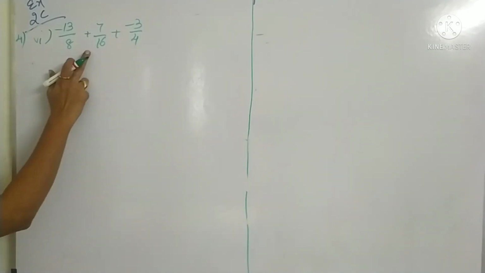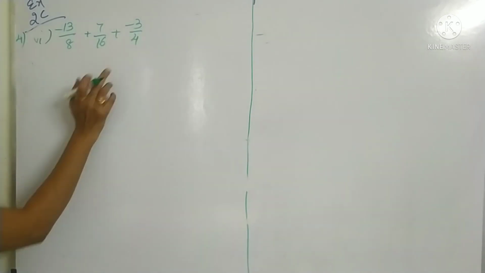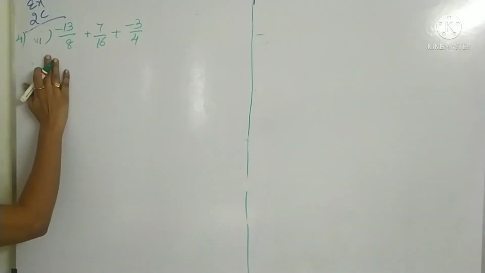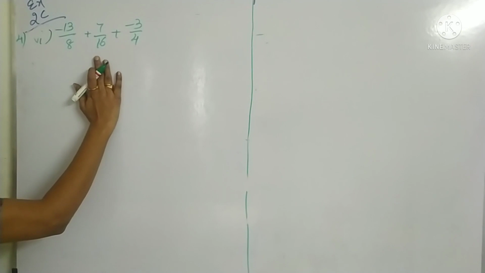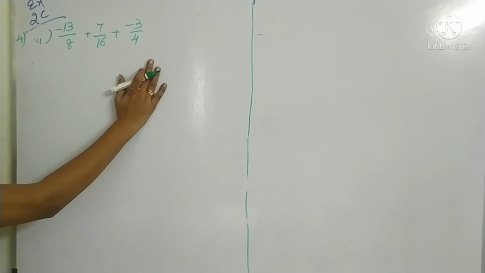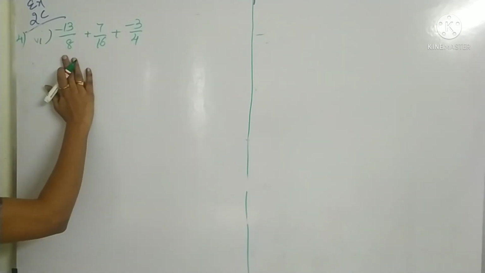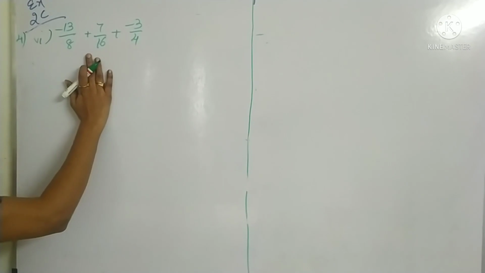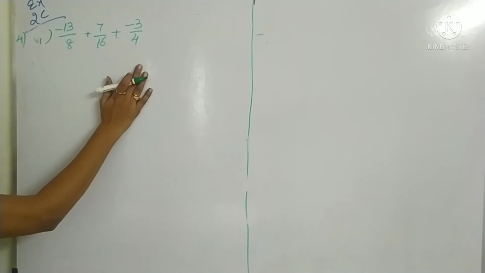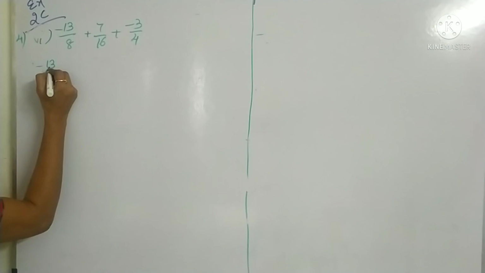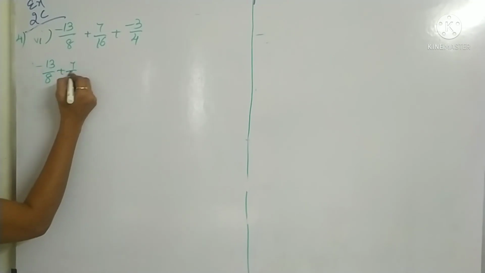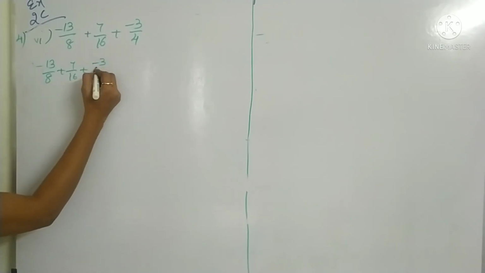This is your next problem. Minus 3 by 18 plus 7 by 16 plus minus 3 by 4. Here observe this one. Here we have no negative denominators, so no need to worry. If you observe the denominators, here we have no same denominators. So we have to find out the LCM. So once again write down the problem here. Plus 7 by 16 plus minus 3 by 4.